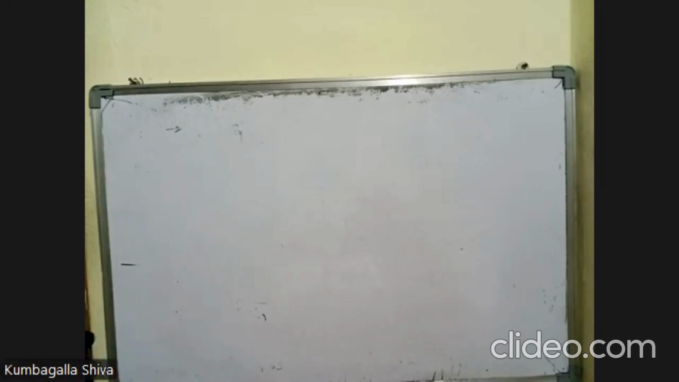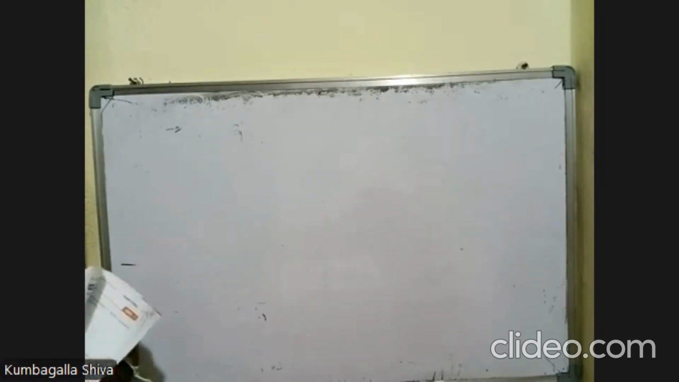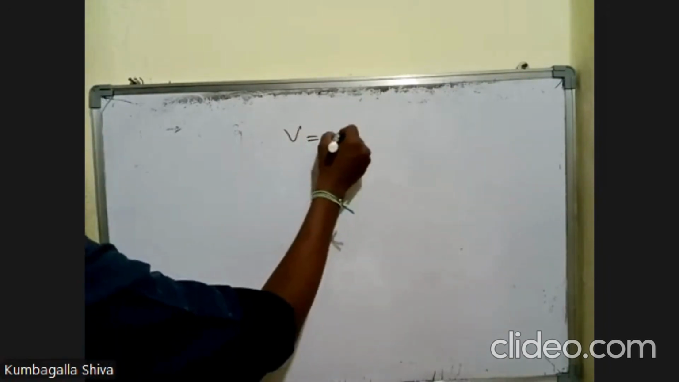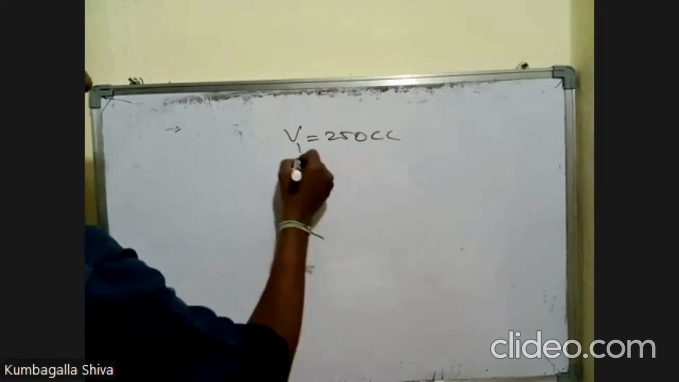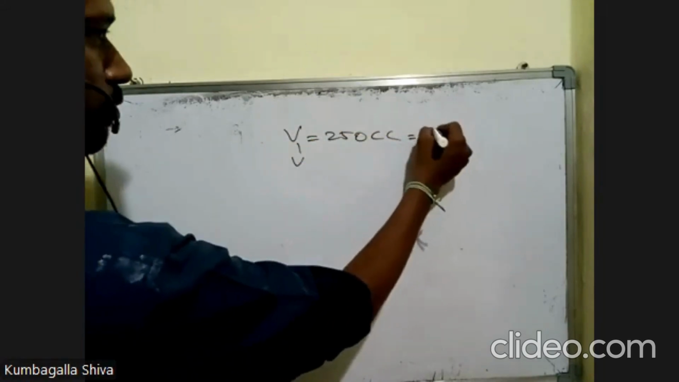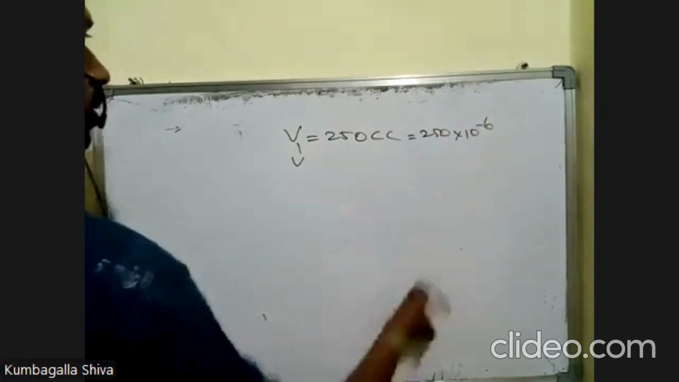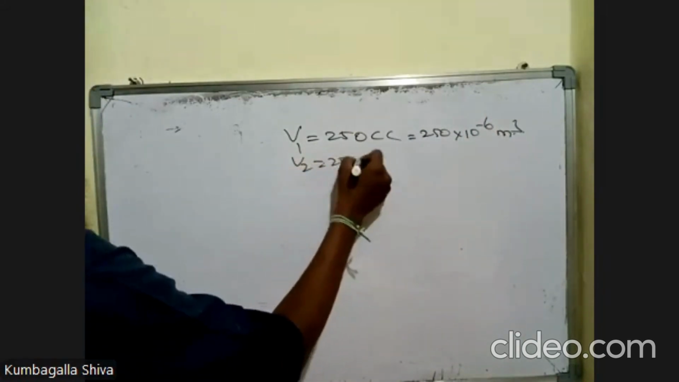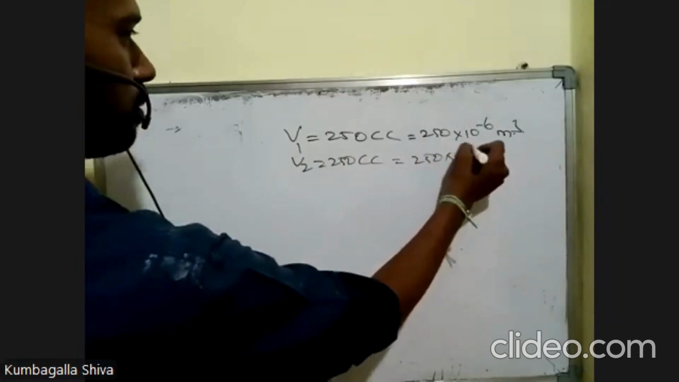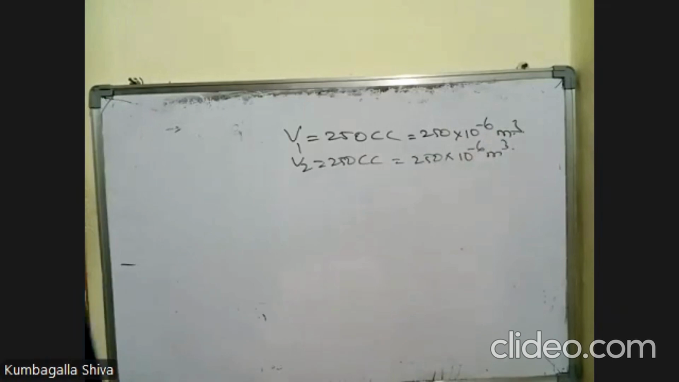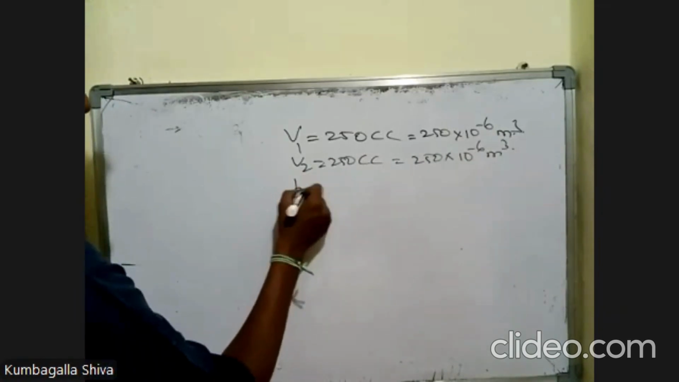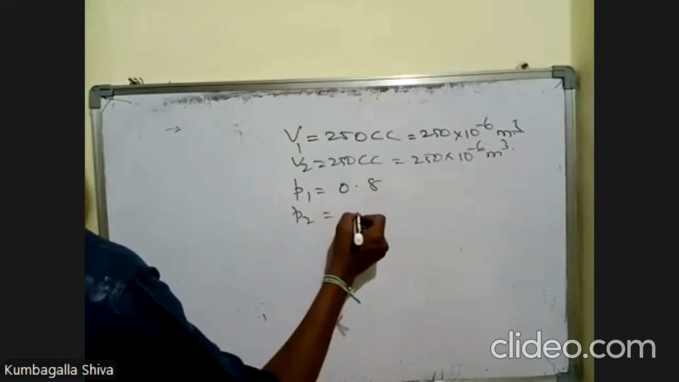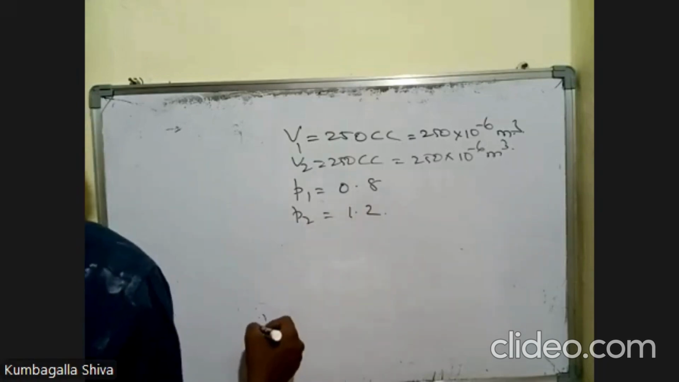Two spheres of volume 250 cc, both have relative density. The volume is the same, V1 is 250 cc, that is 250 into 10 power minus 6 meter cube. And V2 is also 250 cc, that is 250 into 10 power minus 6 meter cube. Next, the densities of the bodies: density 1 is given as 0.8 and density 2 is 1.2, and they are connected by a string.